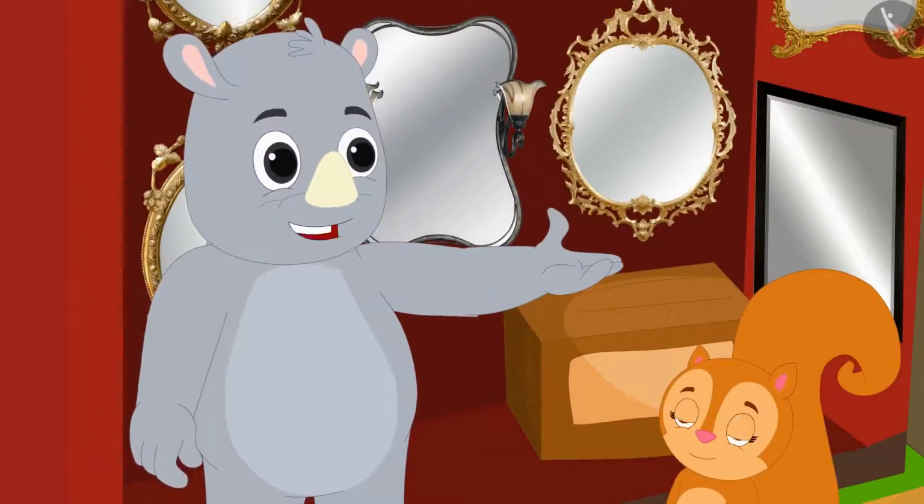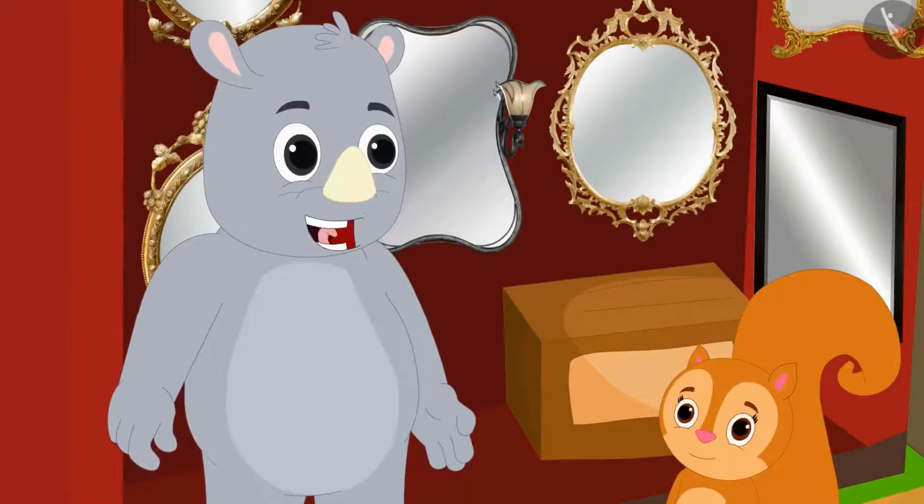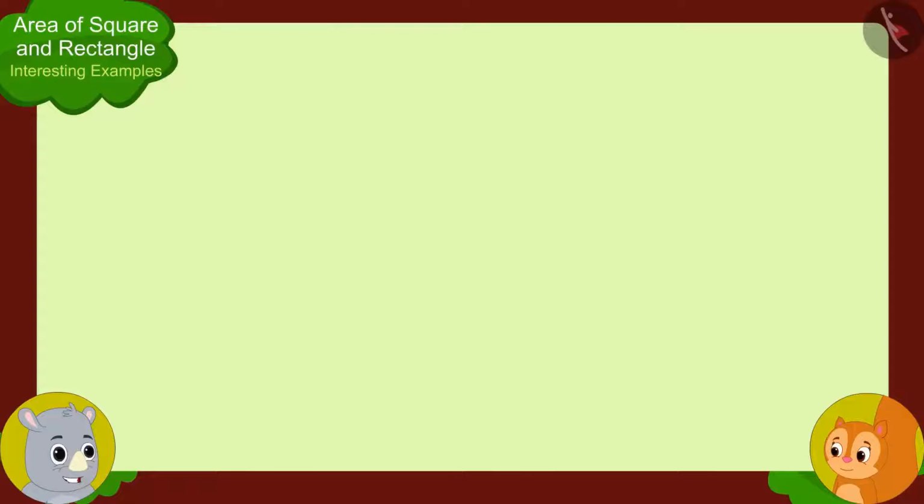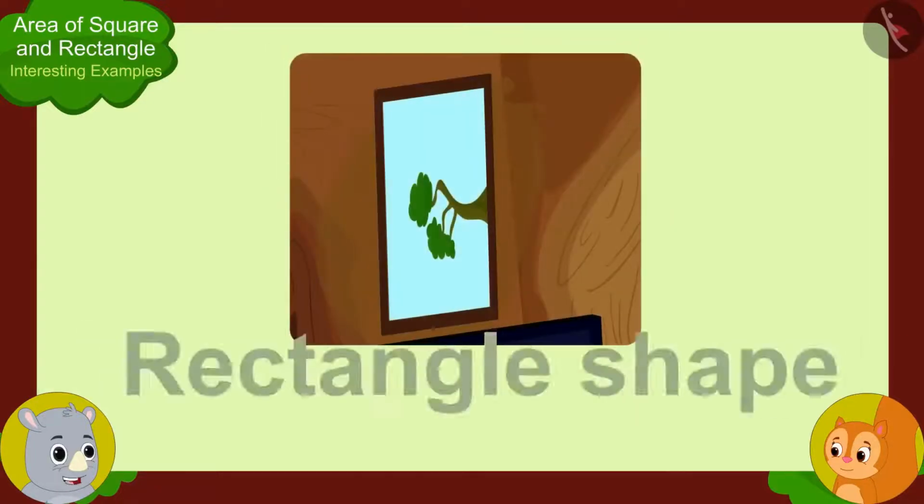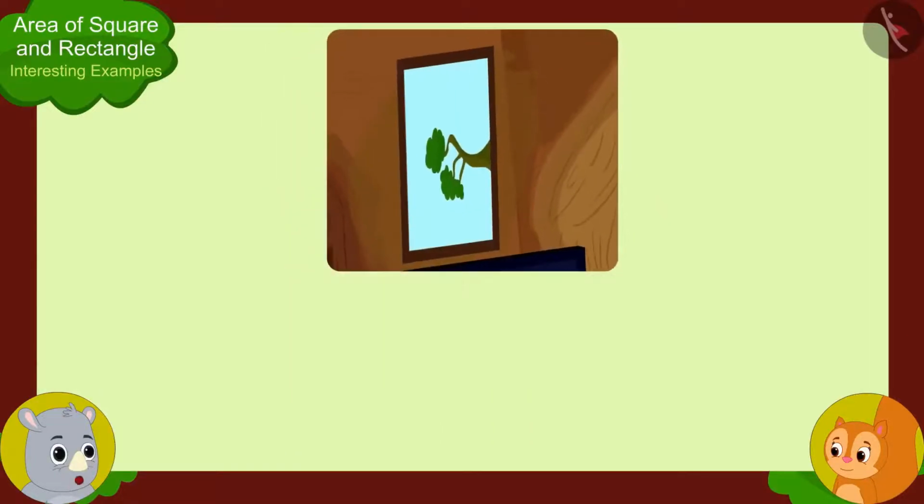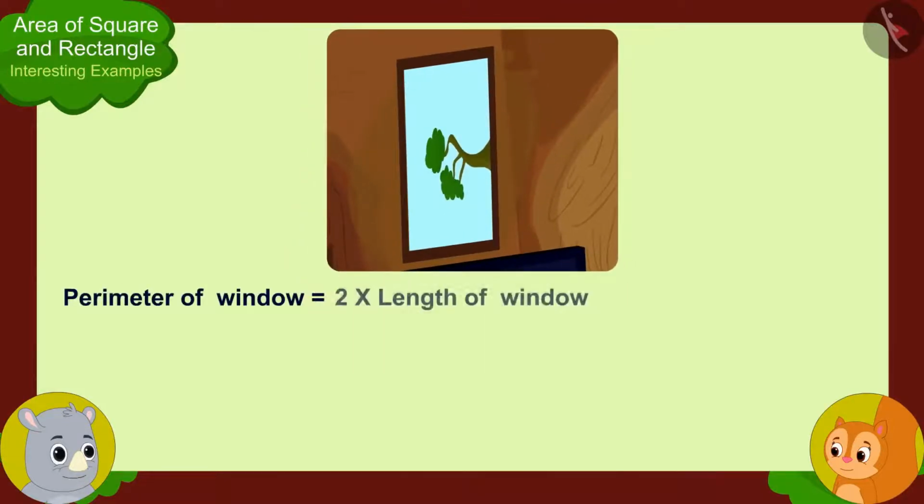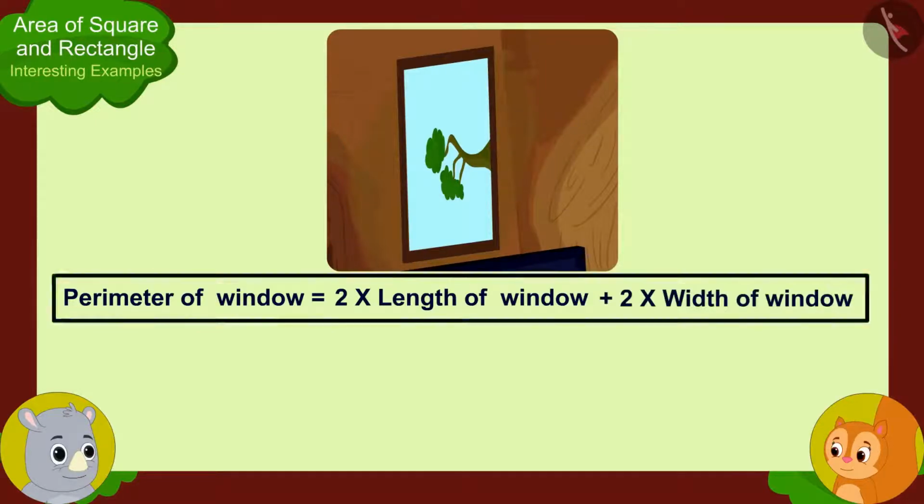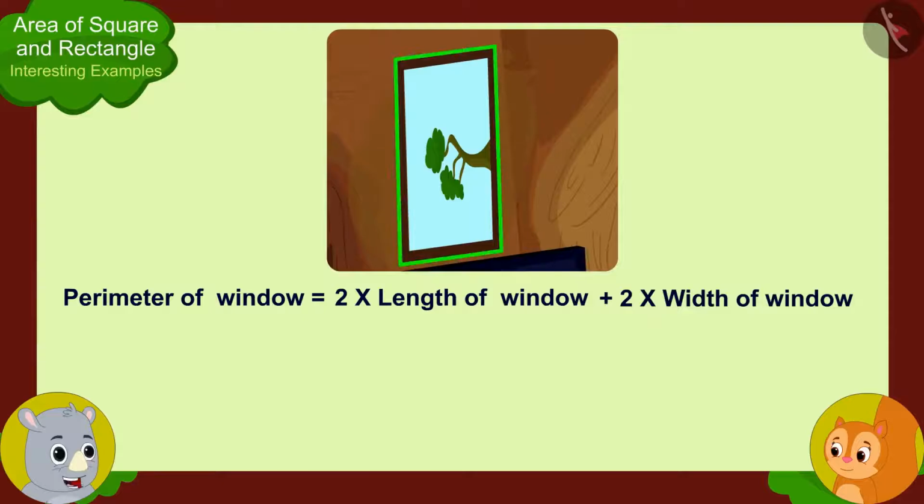Oh, such a small thing. I can help you. Look, Chanda, your window is rectangle shaped. That means we can write the perimeter of your window as 2 times the length of the window plus 2 times the width of the window. Can you now tell me what is the perimeter of your window?